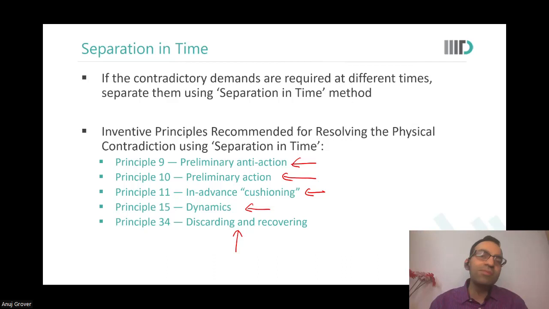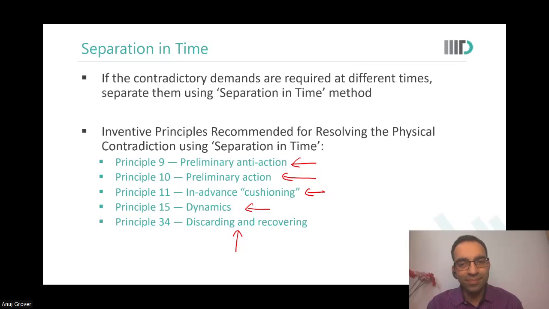So now let us experiment with the same problem. You said when I'm digging, it should be pointed. When I'm not digging, it can be blunt. So which of these principles could have taken you to the same solution that was used there? So the first one. Preliminary anti-action. Why do you say so?